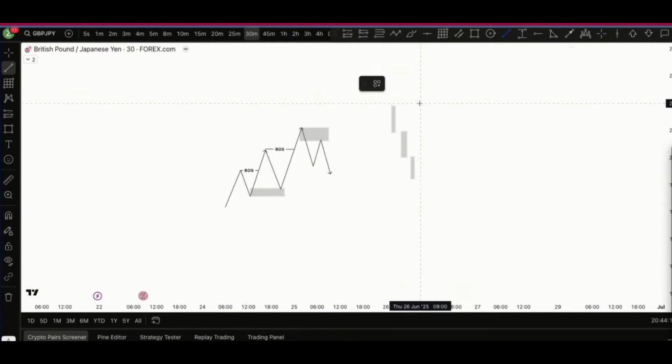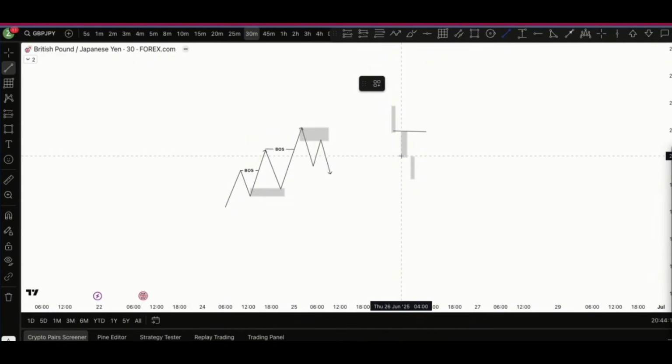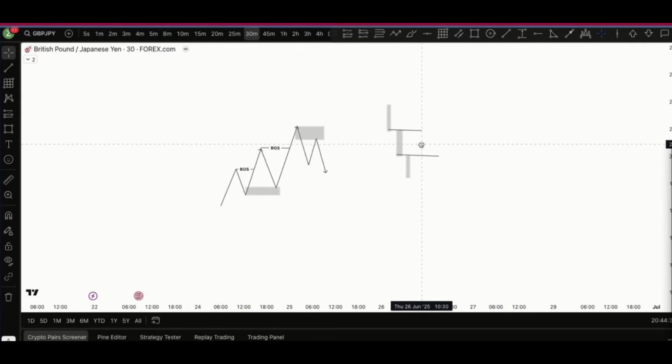So now this is the first candle, and then this is the second candle. This gap which has been formed can be due to news or due to aggressive selling, either from the buyers or the sellers. That gap is what we call a fair value gap.